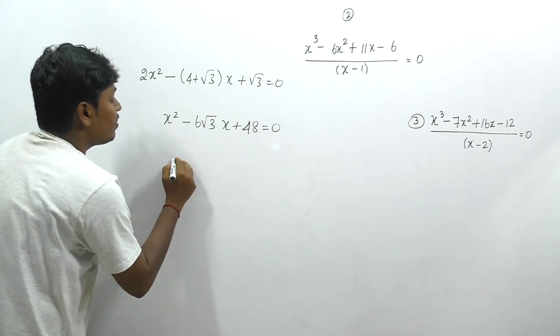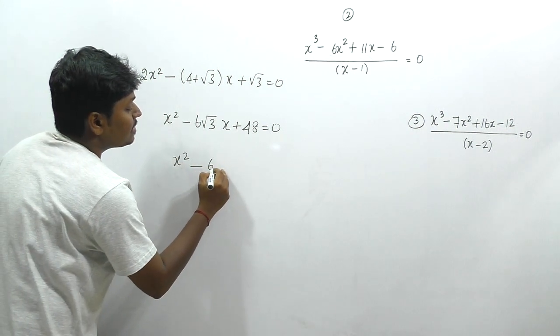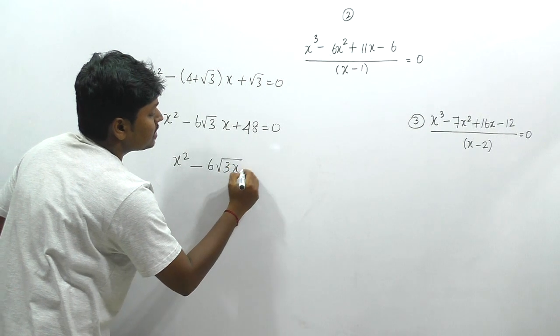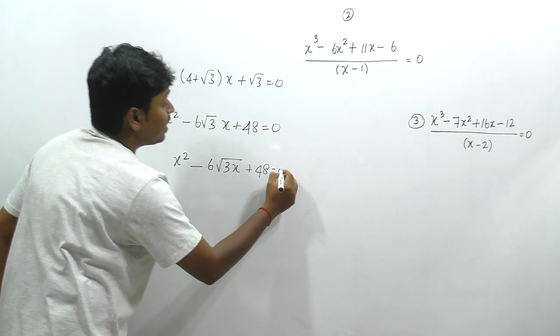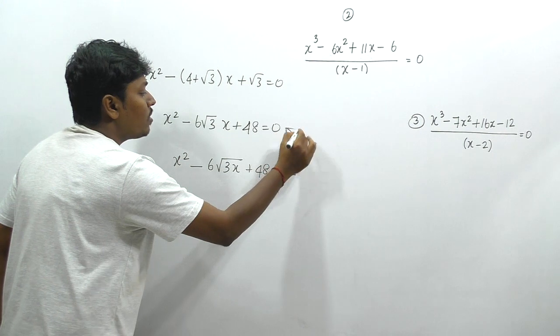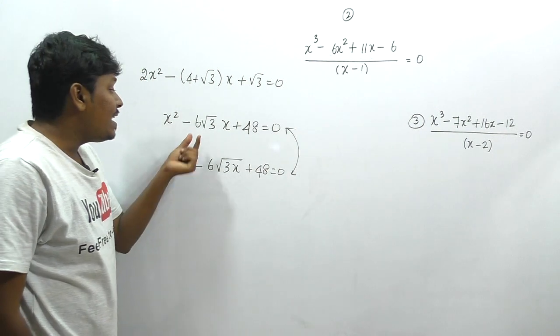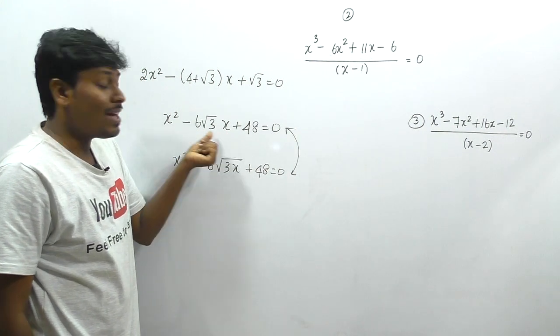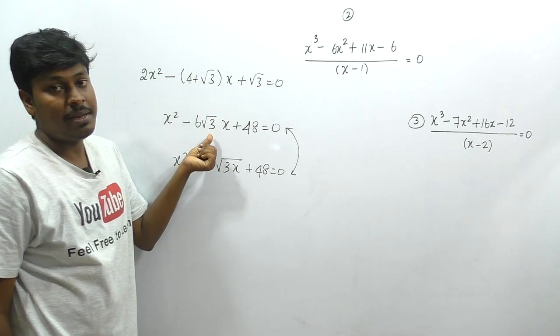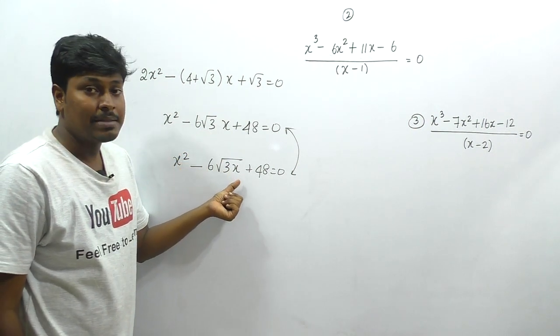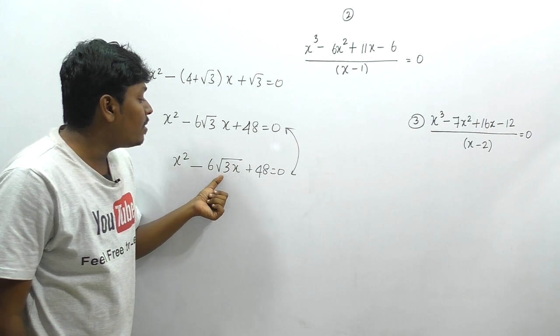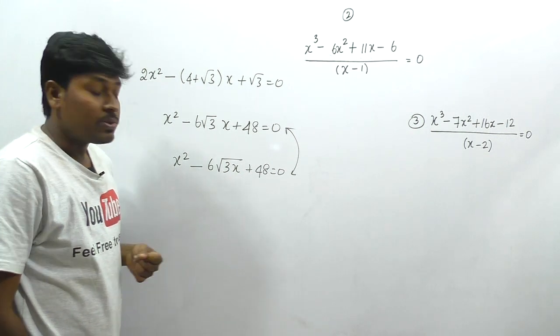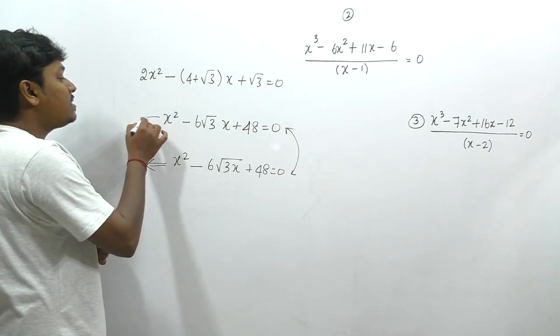And also another important question: x square minus 6 root 3x plus 48 equal to 0. Friends, look carefully. Can you see the difference between both the questions, which is most important? Here it is 6 root 3 x, where the root is only for the number 3. But here, the root is common for both 3 and x. So this should be solved differently and this should be solved differently.